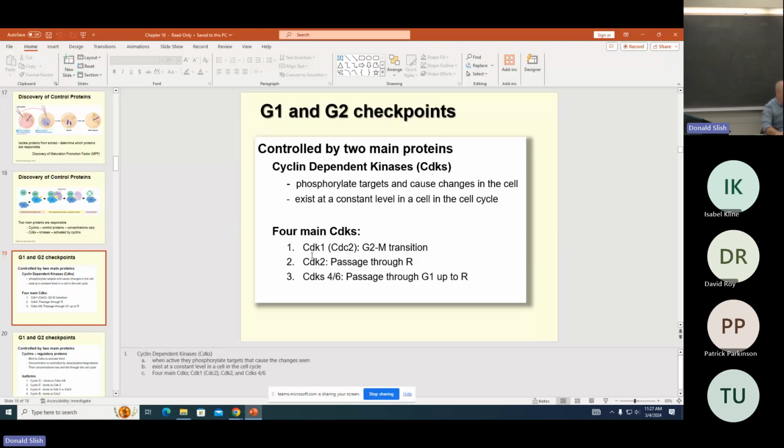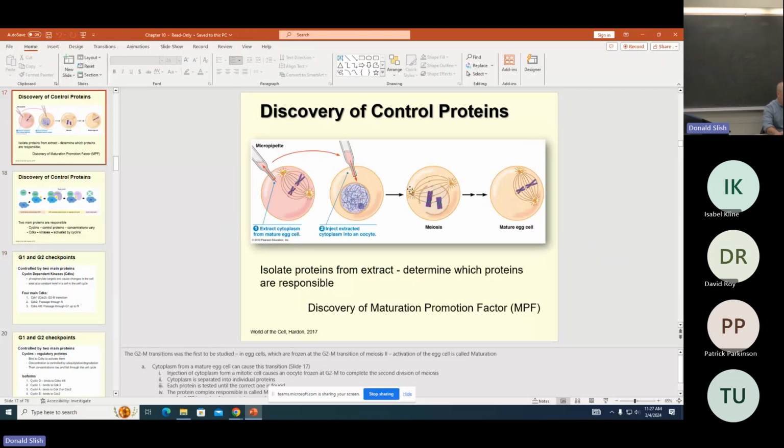And the ones that are important to us are, this could be a little confusing, CDK1, which is also called CDC2. So CDC2 was one of the first CDKs to be found. And the whole nomenclature of CDC has to do with the history of how these proteins were found. They took cells like this that were in mitosis, ran the proteins out in a gel. Here's cyclin, cell division cycle one, cell division cycle two, three, four, five, all the proteins.